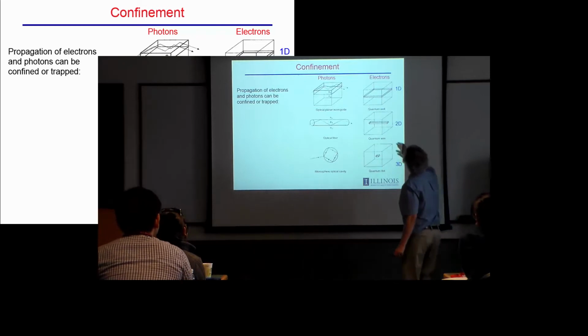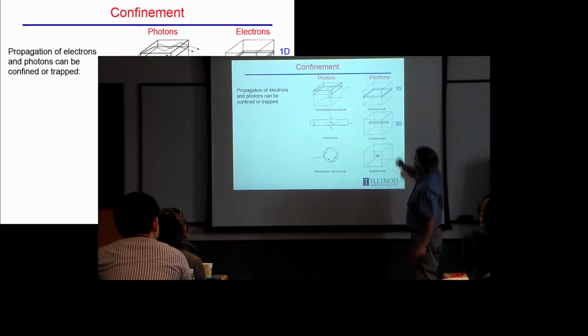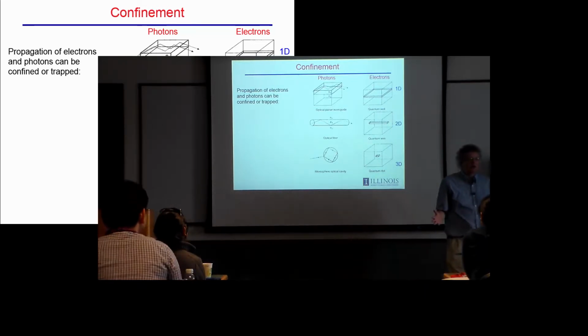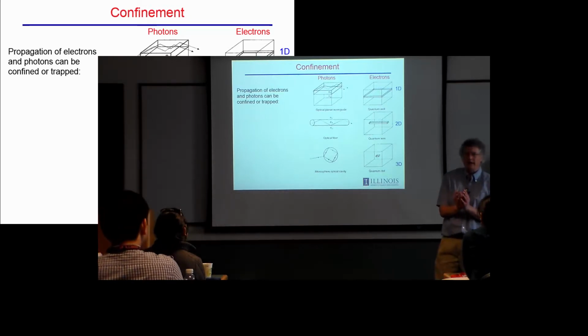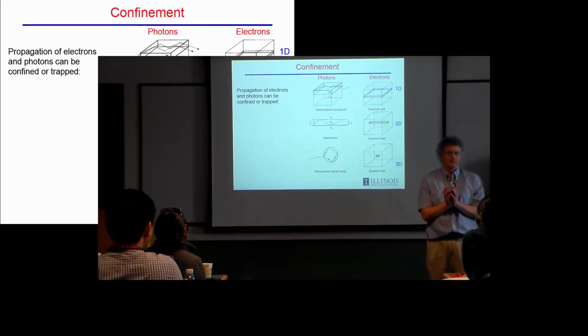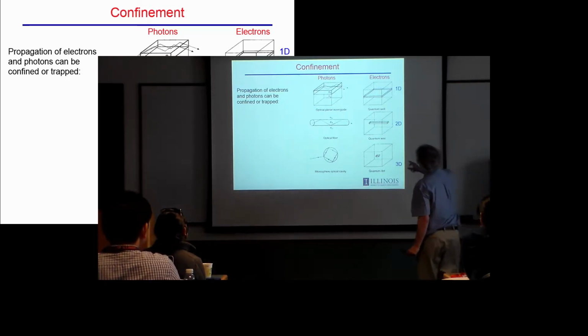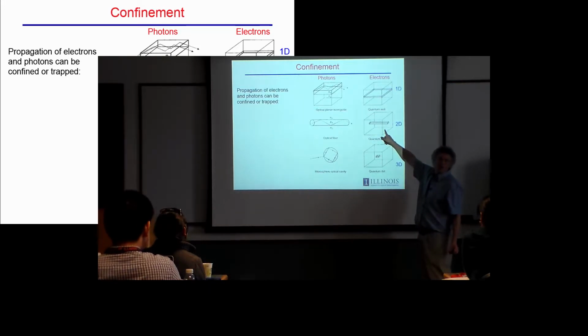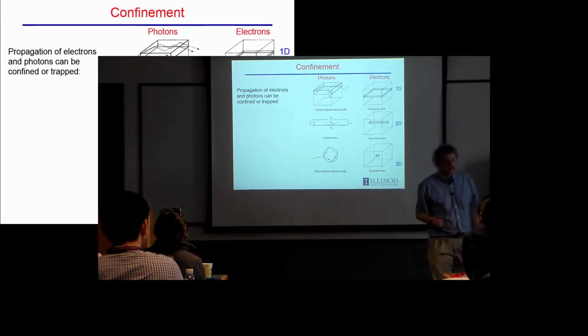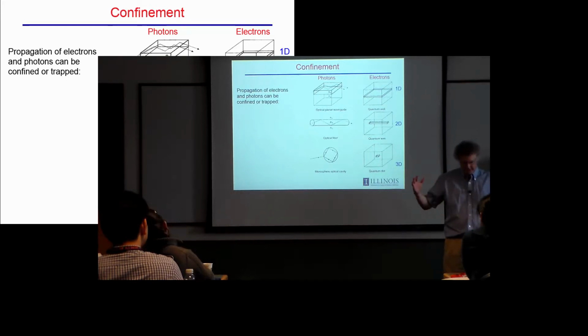We can go through the same sort of idea for the electron. Maybe we confine an electron into a plane. We're going to call that a quantum well. We might confine it in two dimensions. We call that a quantum wire. And if we do this in three dimensions, we call that a quantum dot. Basically, we're just seeing how many dimensions we're confining it.